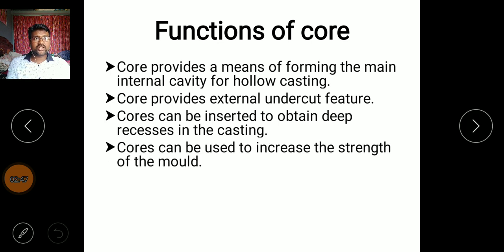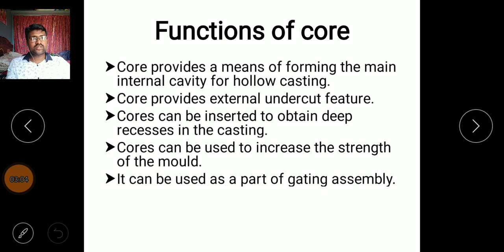Next, cores can be used to increase the strength of the mold. Suppose we have to provide a hollow object. For that hollow object, without the provision of a core, the strength of the object will be reduced. For that case, we have to use cores. Next, it can be used as a part of the gating assembly.